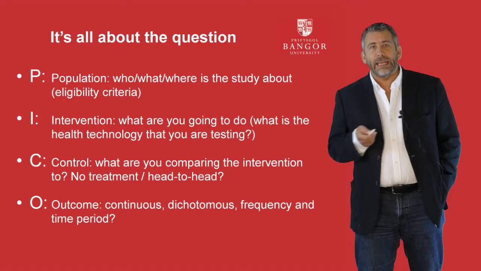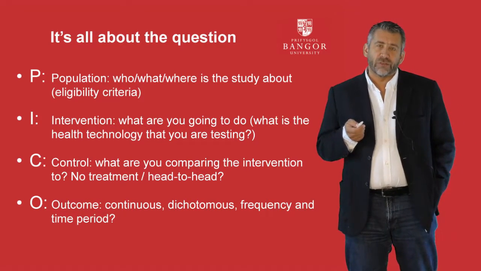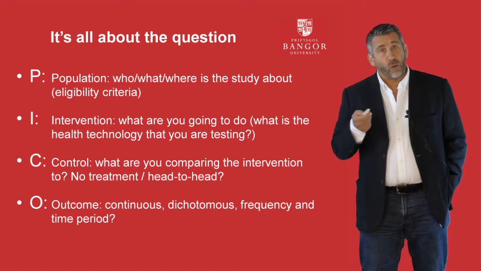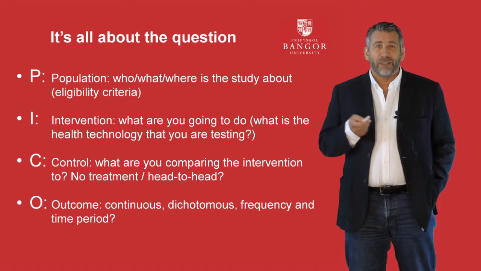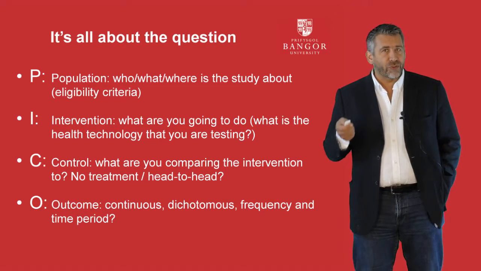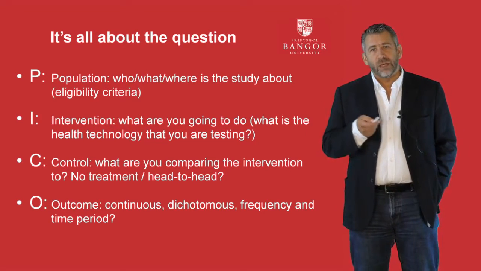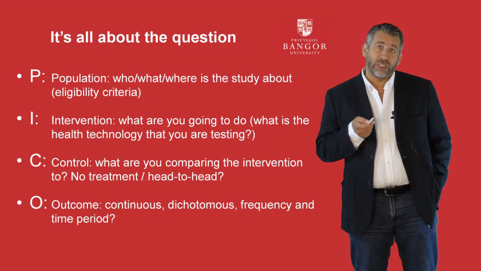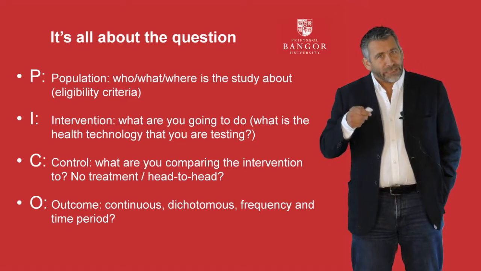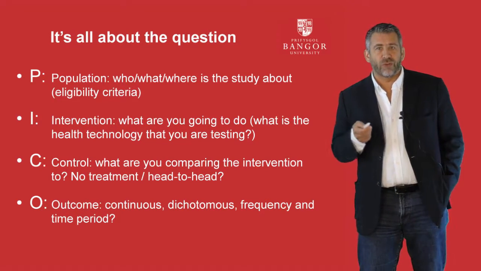these 4 key elements. So first of all, a statistician will want to know what your population is, and the best way of thinking about that is how you describe that population to a third person. So the who, what, and where is the study being undertaken. And this links to the eligibility criteria in your trial.